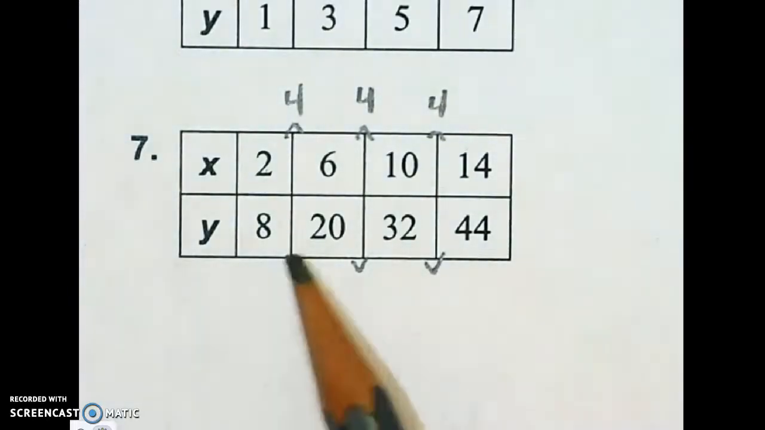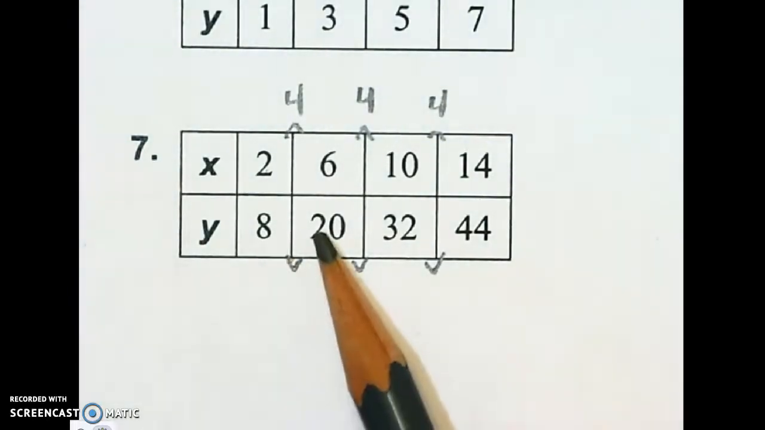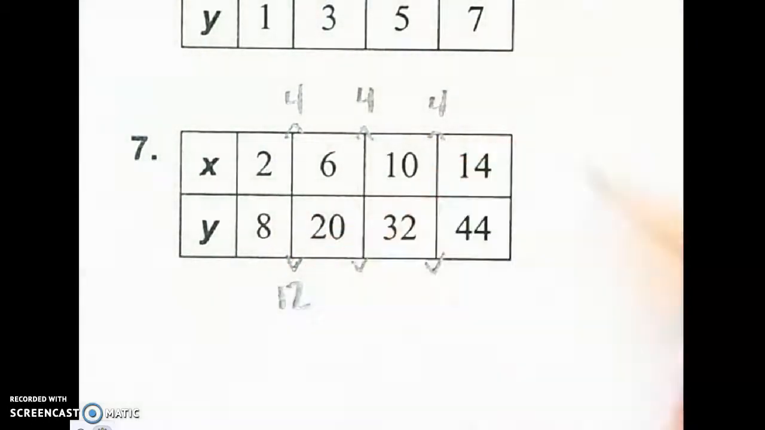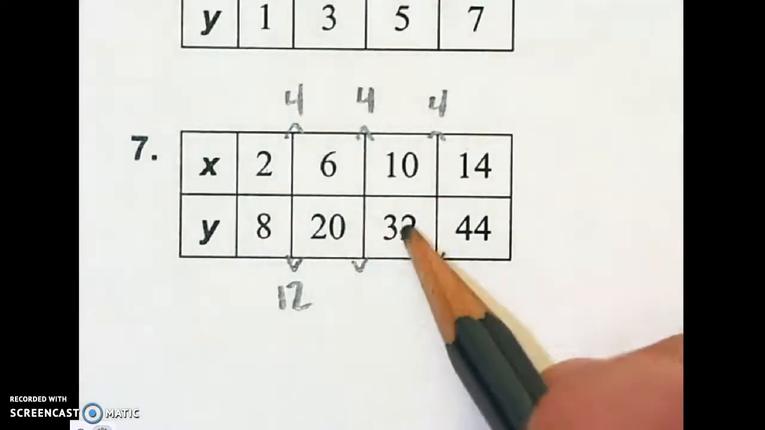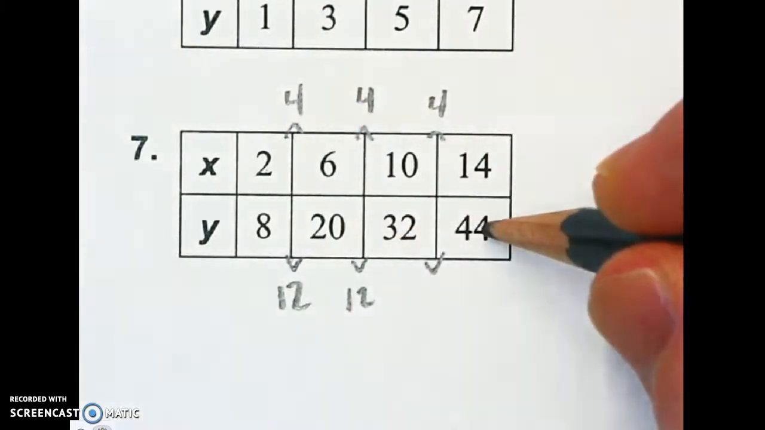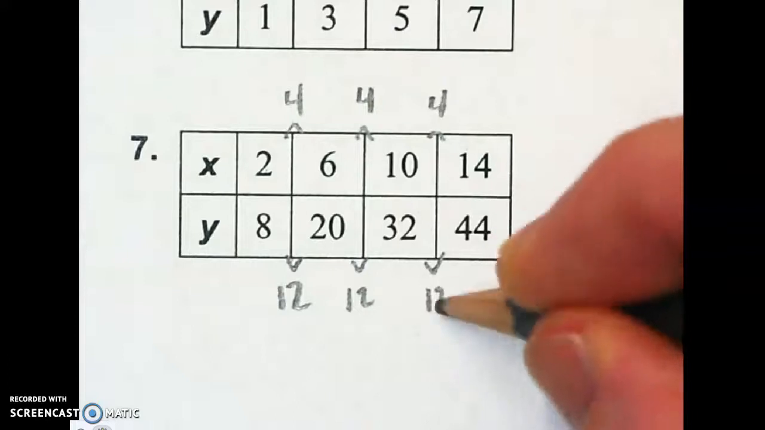If I'm checking this one here, 8 to 20, if I don't know how much that is, I could just do 20 minus 8. Just take the bigger one minus the smaller one, so 32 minus 20, another 12. And 44 minus 32, so another 12. All right.